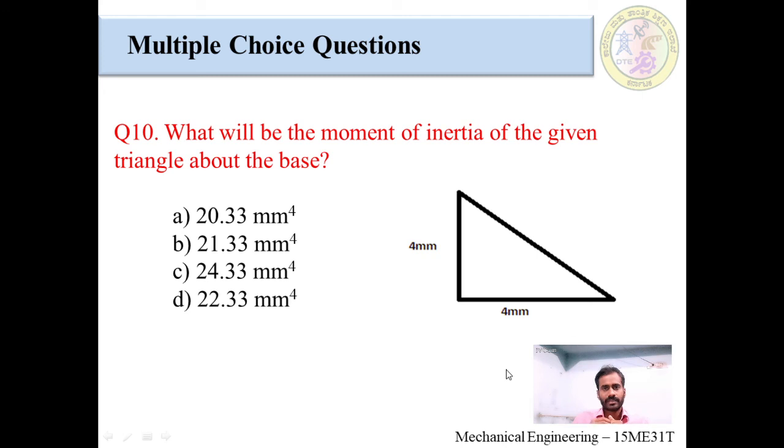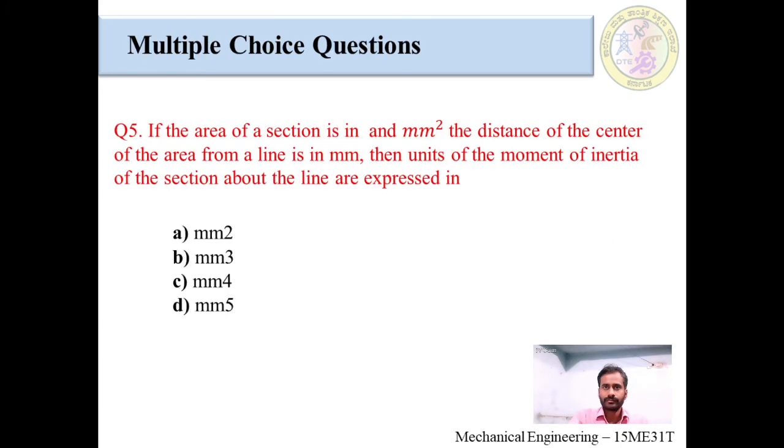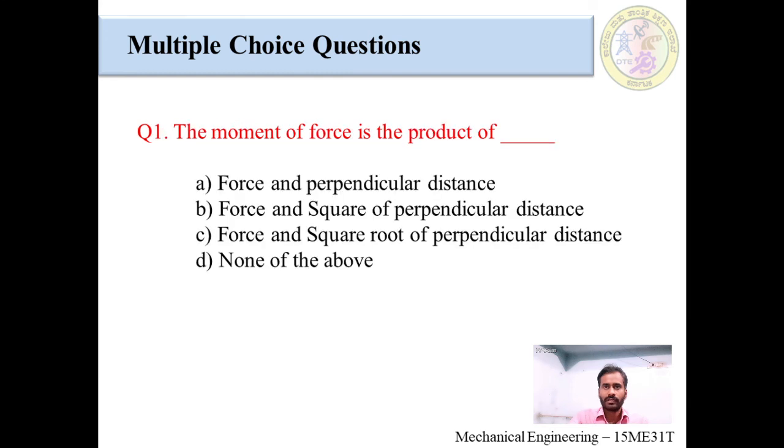Now we will see what is the solution for these questions. So these are the answers to your multiple choice questions. Question number 1 is B, 2, okay, A. So we will discuss it one by one from question number 1. Now you have to check whether your answers are correct or not.